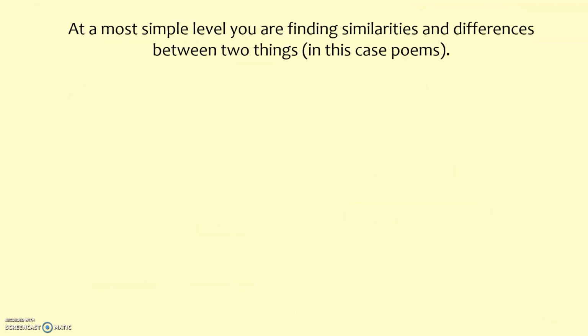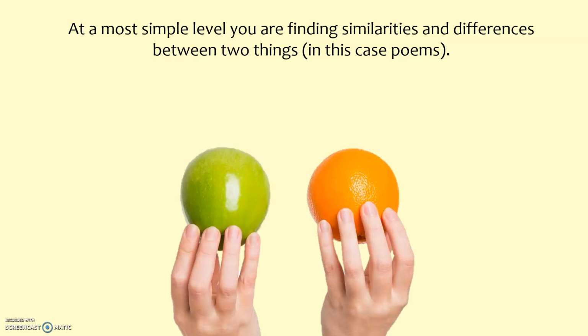So let's take it right back to basics and think at the most simple level, what you are trying to do is find the similarities and the differences between two things. In this case, it's going to be poems, but in my first example, we're going to very simply just look at exactly what comparing means. And for that, that's where this illustration will come in.